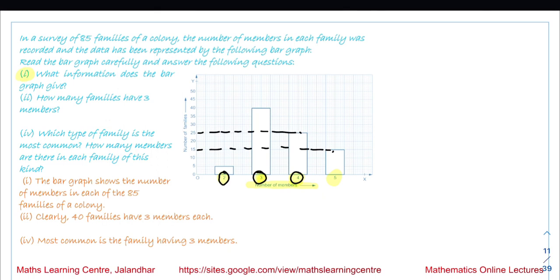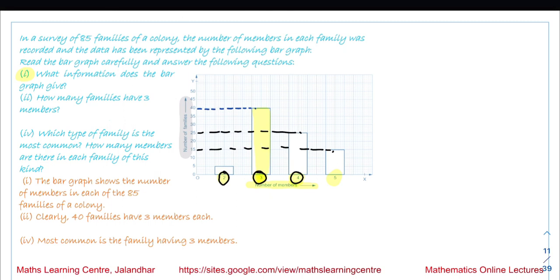Second, how many families have 3 members? So the number of members we have to consider is 3. For how many families, we look at this bar over here and join it with the y-axis, where the number of families is represented. So we get the answer: 40 families have 3 members.